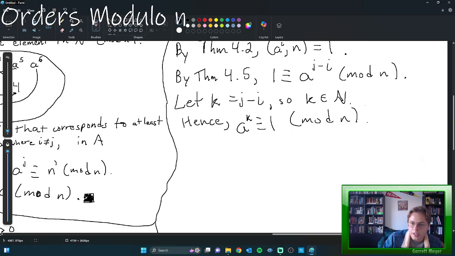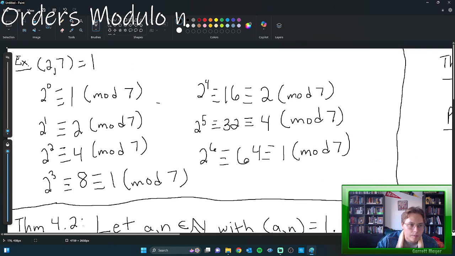So what we're seeing is that if the GCD of a and n is 1, there's some power that we can take a to that makes that power congruent to 1 mod n. A consequence of this is that these powers will cycle, because each time you're adding 1 to the power, you're just multiplying by a. So you start where a to the power of 0 equals 1, and then you multiply by a, and you keep multiplying by a, and eventually get back to 1.